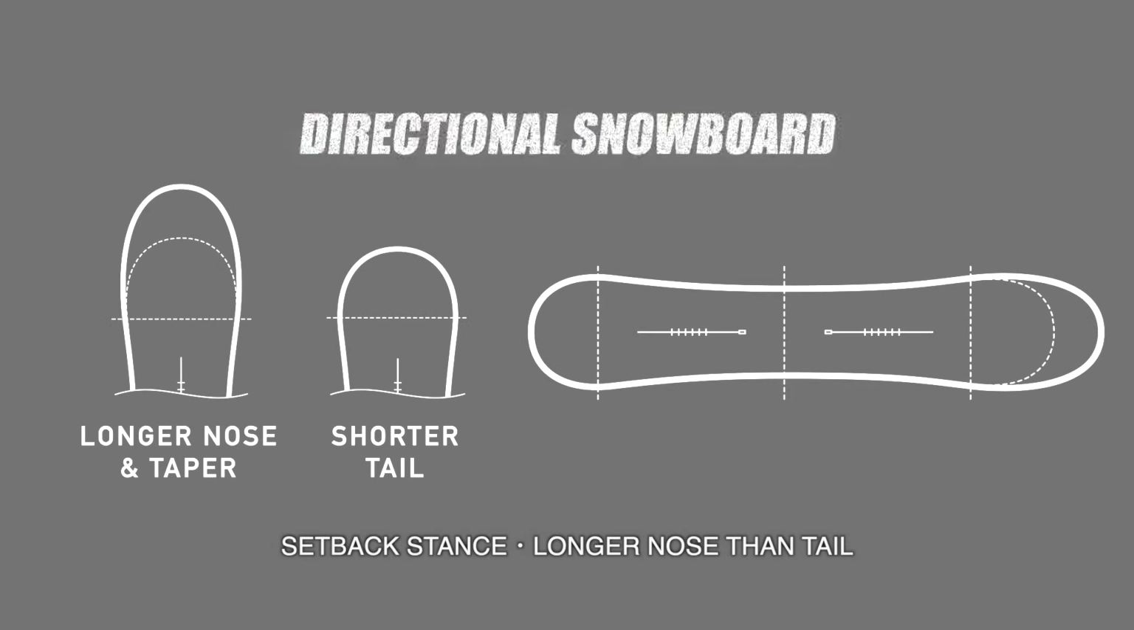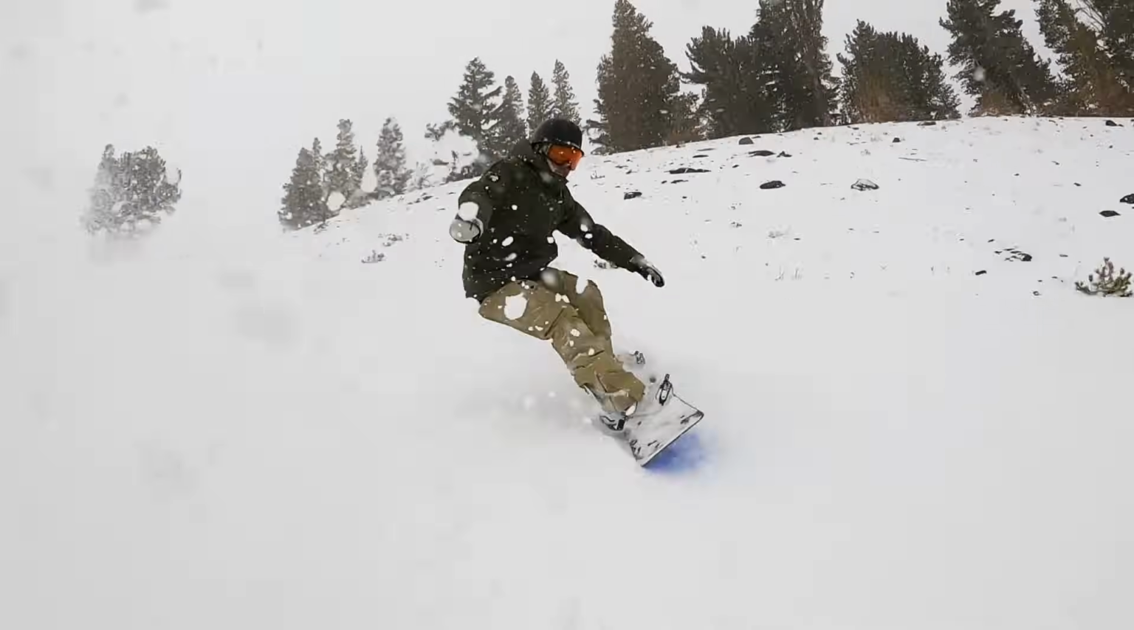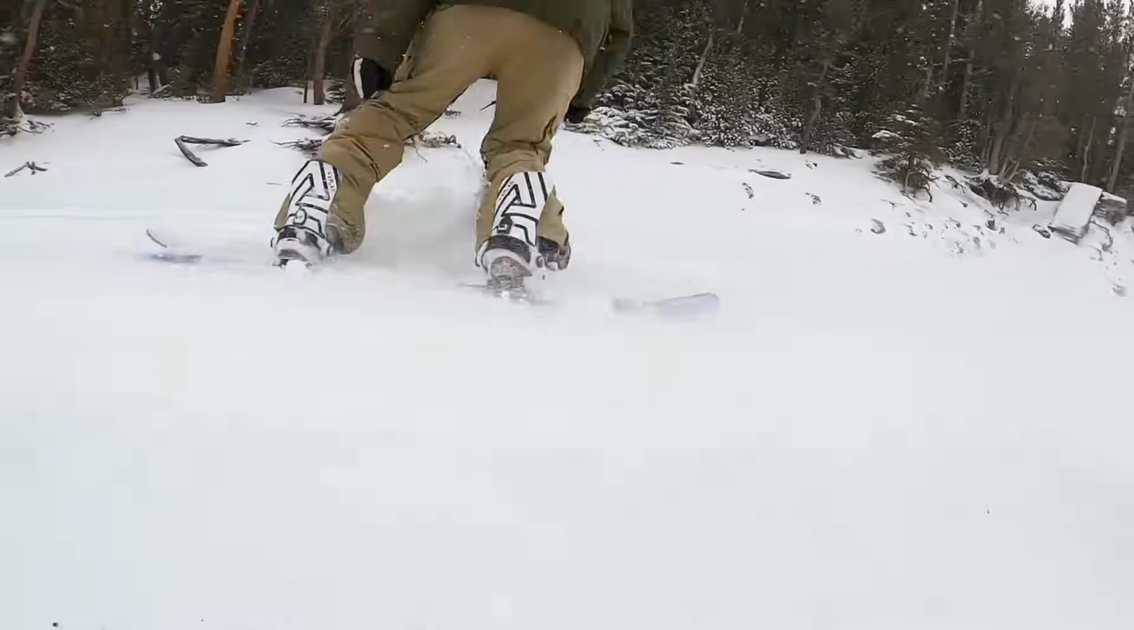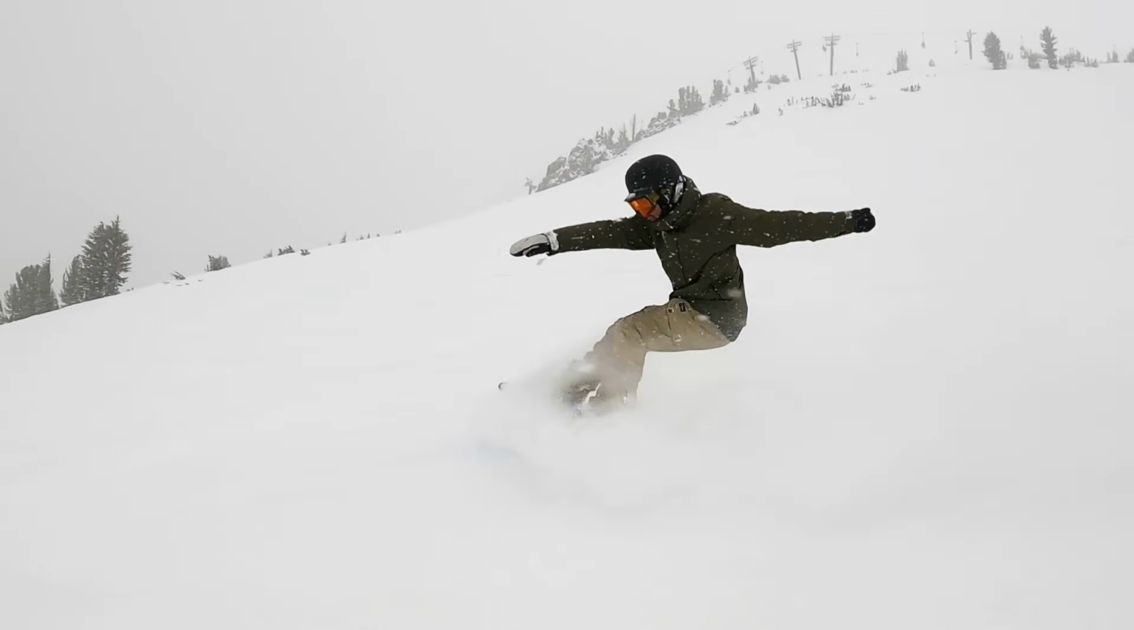Whereas a directional board, as the name implies, is meant to be ridden in one specific direction. And typically on directional boards, one of the key characteristics is that you're gonna have a longer nose than tail outside the contact point. So the board's gonna have more surface area up front that's gonna come in handy if you ride the board in powder or soft snow to help it float better.